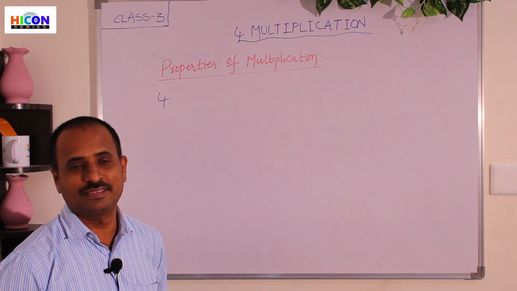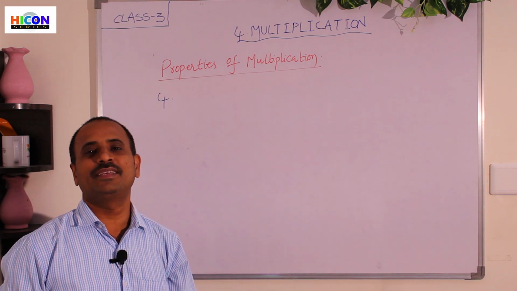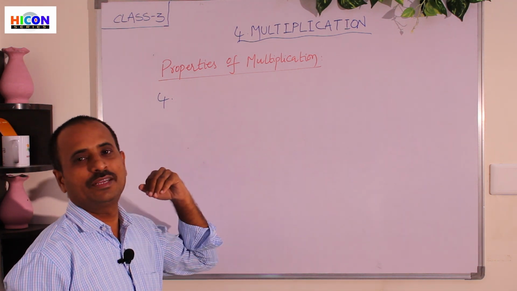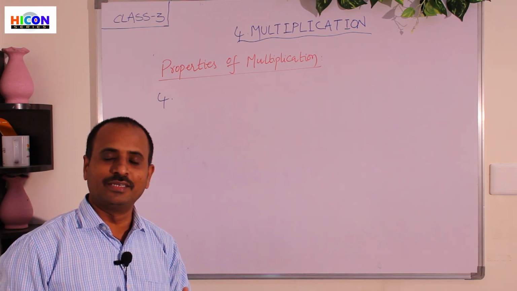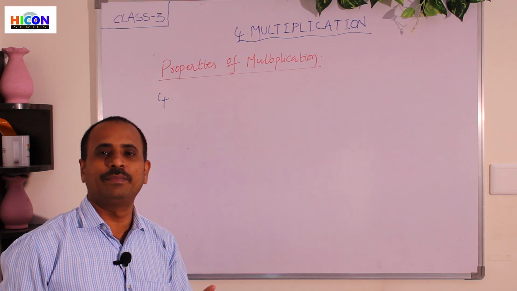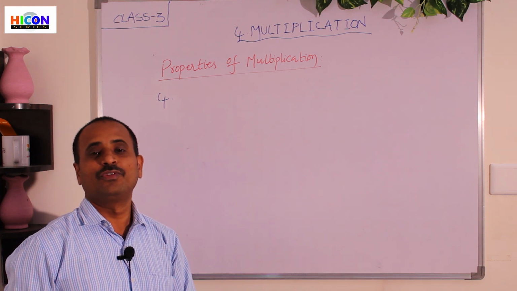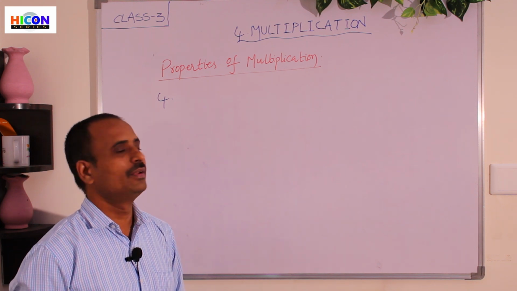Children, so let us see the fourth property of multiplication. Up to now we have discussed three properties. Now the fourth property. So what is the fourth property? If you multiply three numbers and if you group any two numbers in any order, the product will be same.